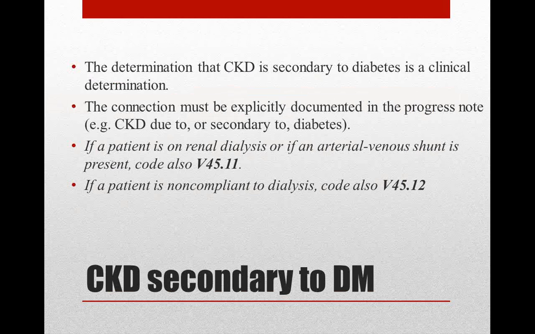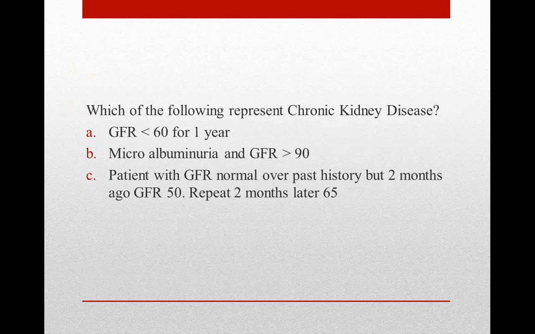If the patient's on renal dialysis or has an AV shunt, you want to use V45.11. If a patient is non-compliant, you want to use the V45.12 if they're not doing their dialysis.